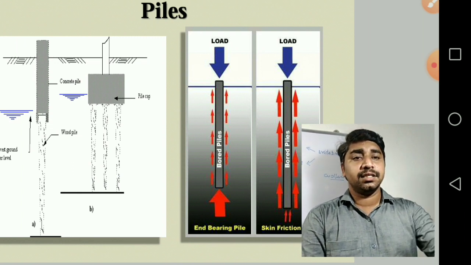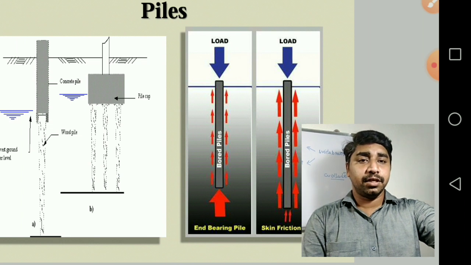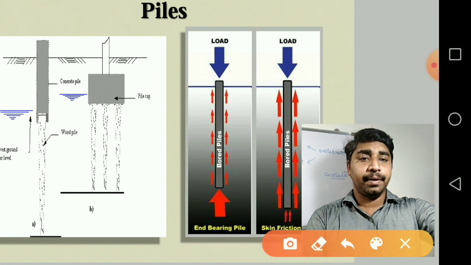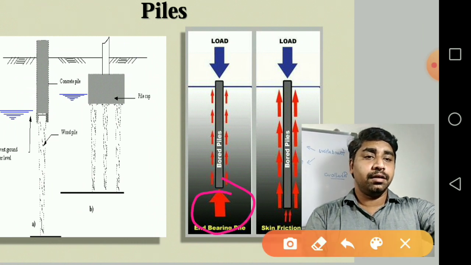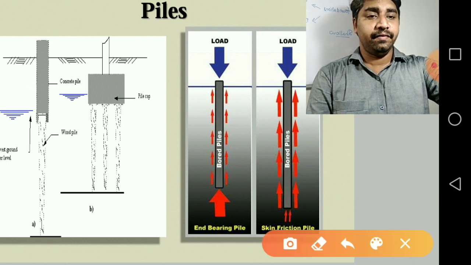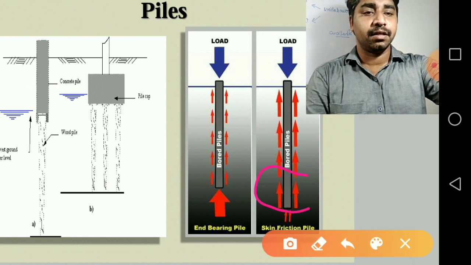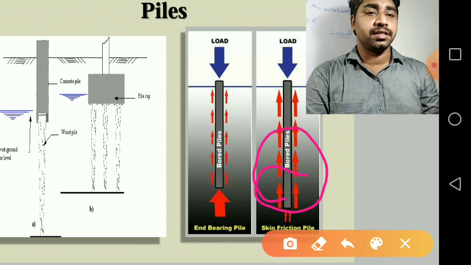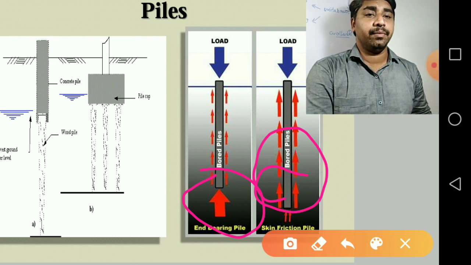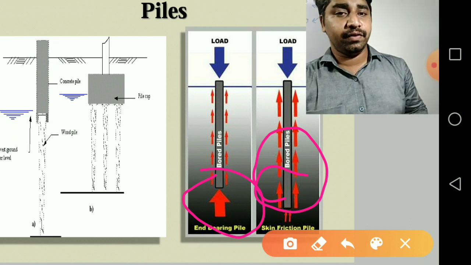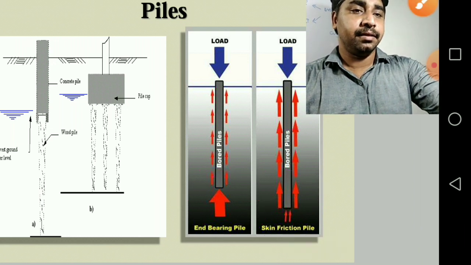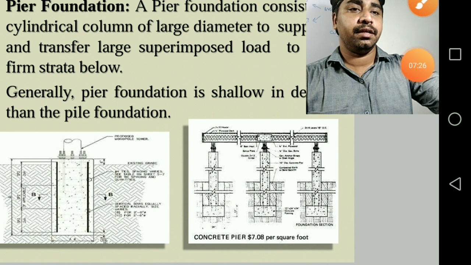So here you can see clearly from the picture and representation how the load is going to be transferred. This is the end bearing pile. Next, this is the skin friction pile, where the load is going to be transferred by means of skin friction. Here skin friction will be more; here tip resistance or end bearing resistance will be more. So these are two different types of piles, end bearing piles and skin friction piles. So that can be understood clearly.